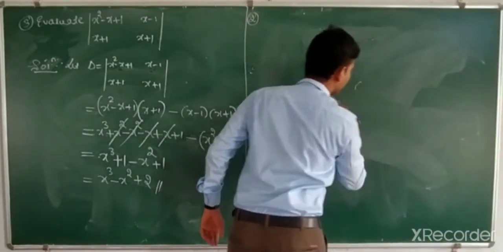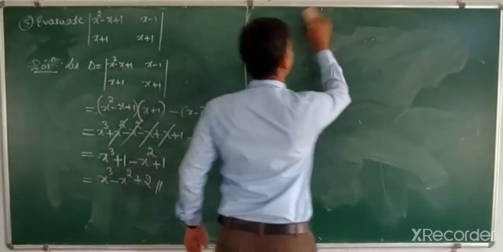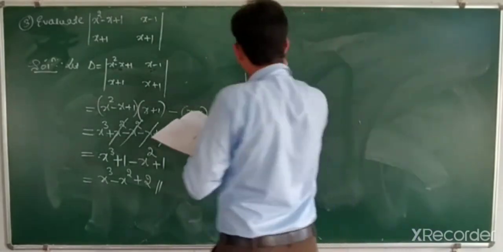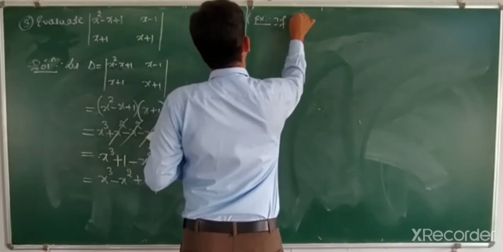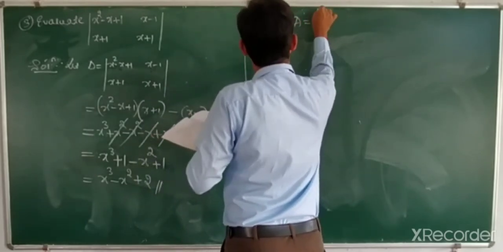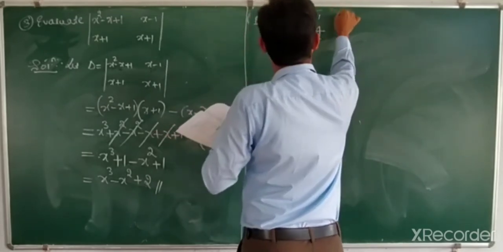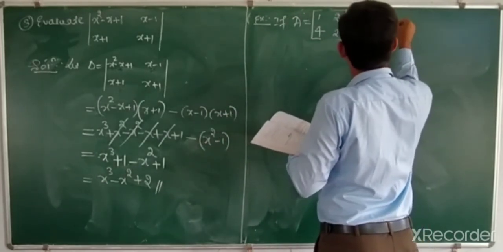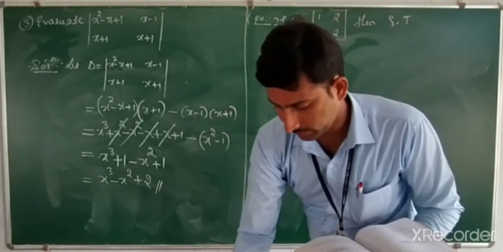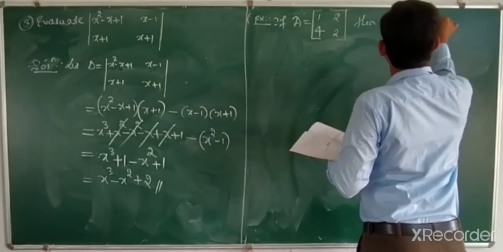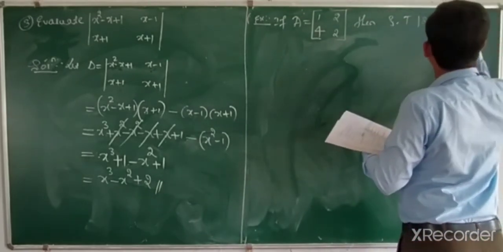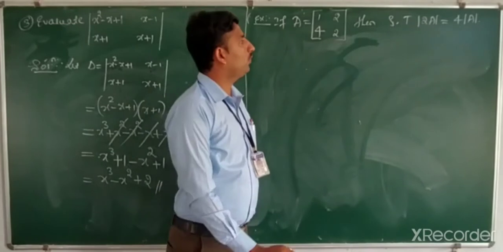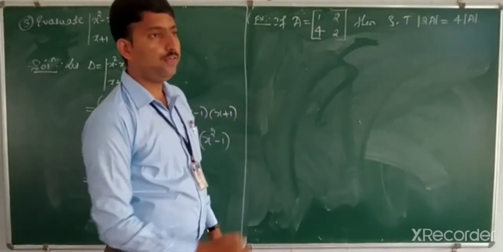Next, this is one more important question which comes in our category of 2 mark, sometimes 3 mark category. Just observe the question. If A is equal to 1 4 2 2, then show that determinant of 2 times A is equal to 4 into determinant of A. Determinant of 2A is nothing but 4 into determinant of A.